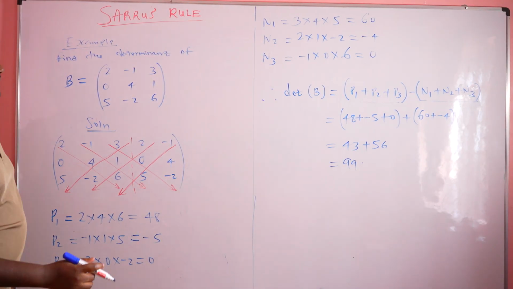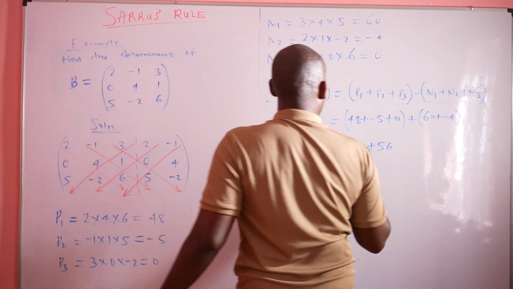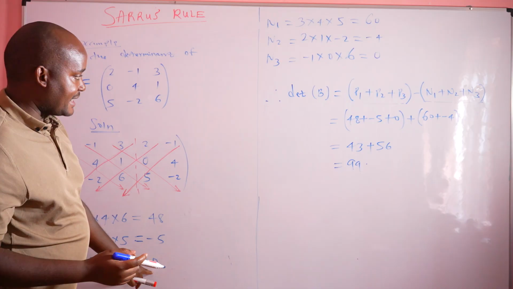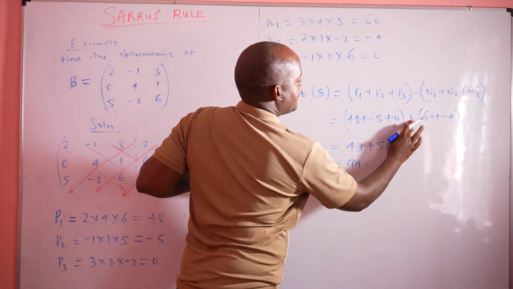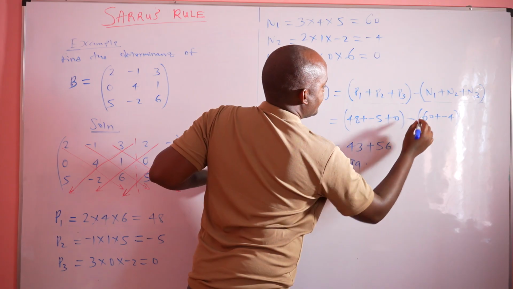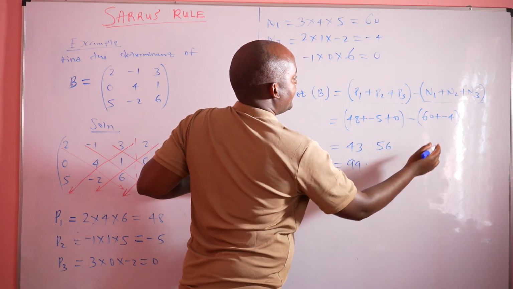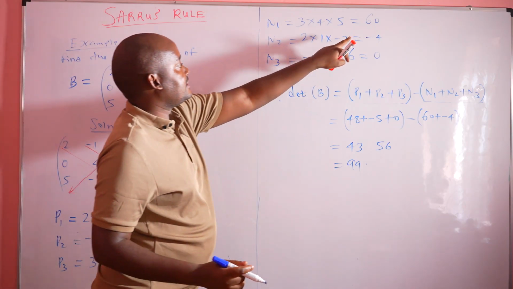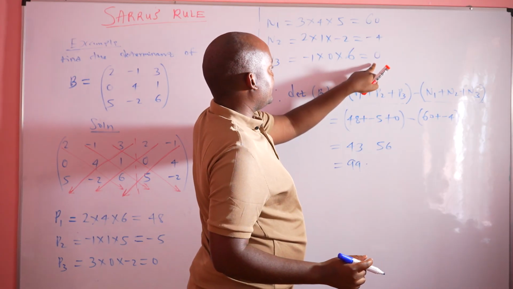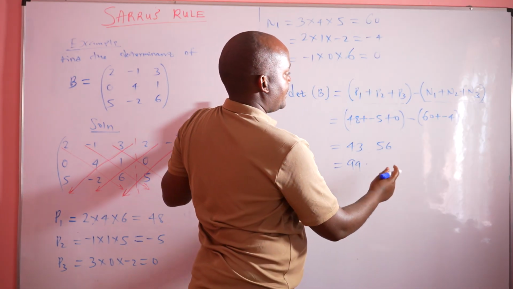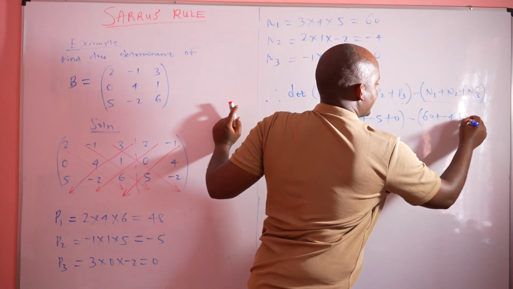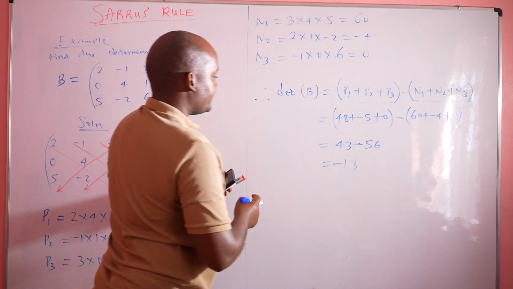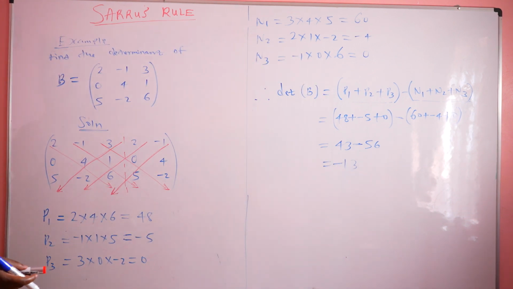So this will be equal to 48 plus negative 5 plus 0, minus N1 plus N2 plus N3, which is 60 minus 4 plus 0. There is a plus 0 here, that is the value of N3. It is 43 minus 56, which is going to give us negative 13.